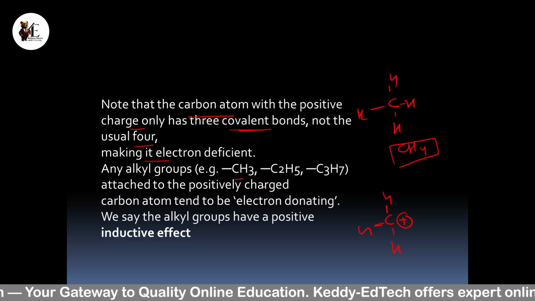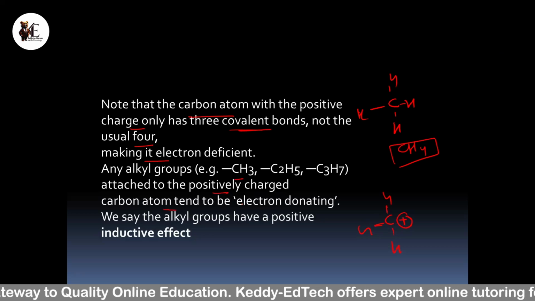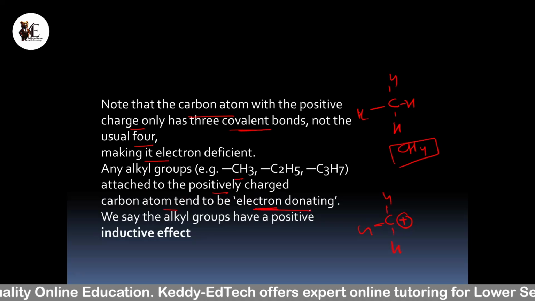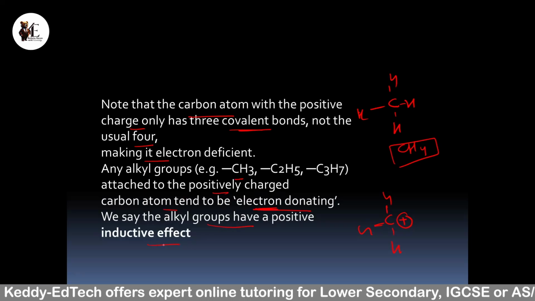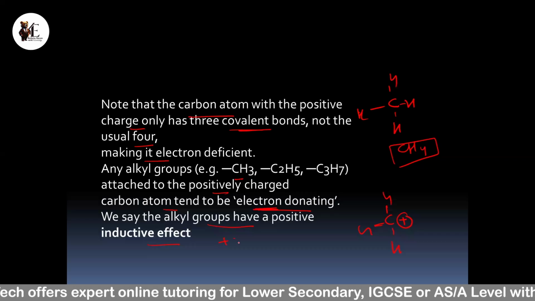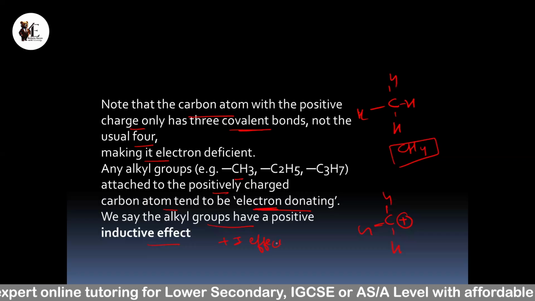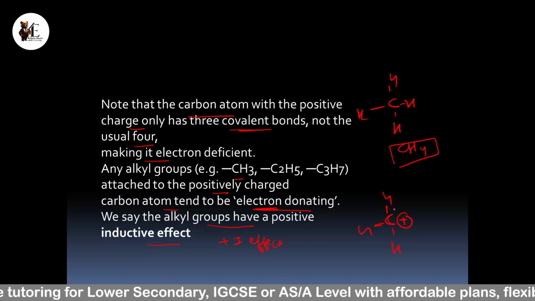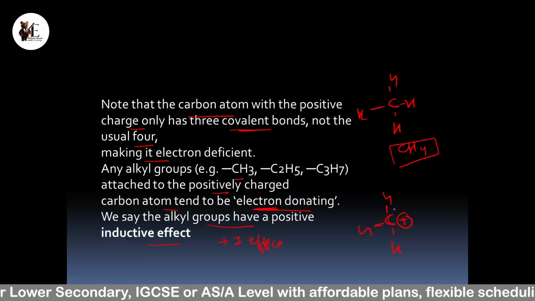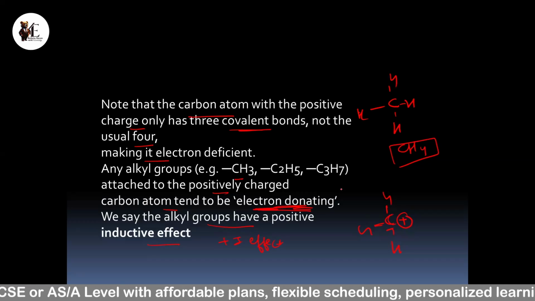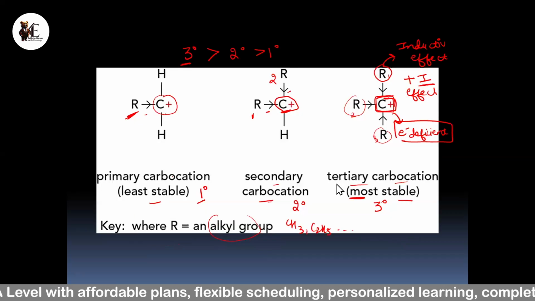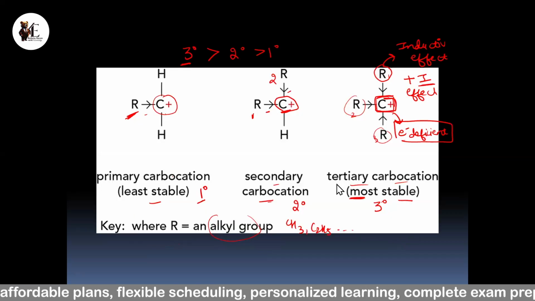So any alkyl group attached to the positively charged carbon atom is electron donating. We say that the alkyl group has a positive inductive effect, plus I effect. Plus I effect means they are electron donating and they are helping this carbocation become stable because it is electron deficient. They are donating their electrons to the electron deficient species. Is it clear why 3-degree carbocation is more stable as compared to 2-degree and 1-degree?